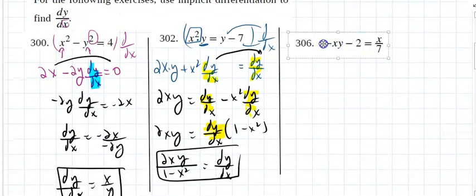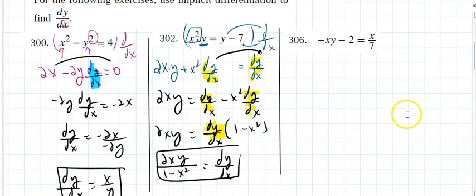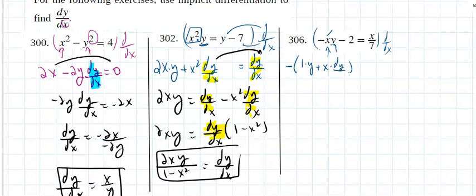And this problem, the same deal. I want to take a derivative of this with respect to x. Well, here we have negative, I ignore, use parentheses, the product rule. Derivative of x, I know that's 1 times y, plus first times derivative of y is always dy dx. Derivative of negative 2 is a 0. I'm writing that down just for your notes. And derivative of x over 7 is 1 over 7.